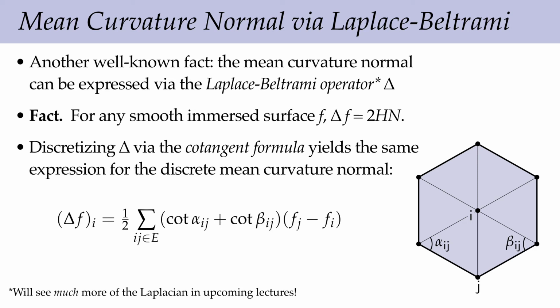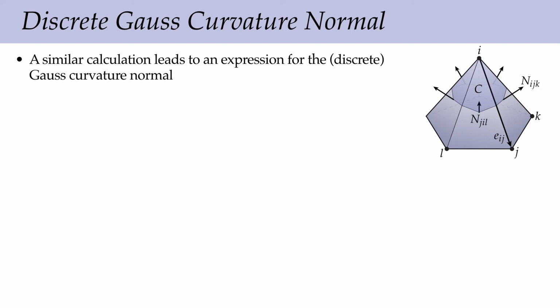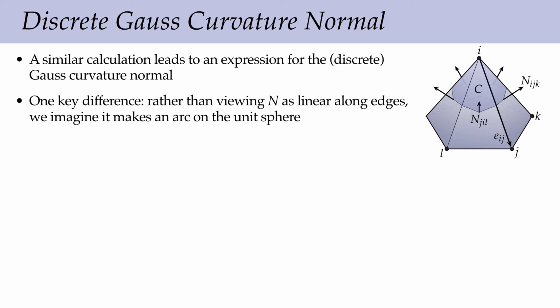For now, let's move on to our final curvature normal, the discrete Gauss curvature normal. Okay, so a very similar calculation is going to give us an expression. One key difference, though, is that instead of viewing the Gauss map N as being linear along the edges, as we did with F, we're going to imagine that it makes an arc on the unit sphere. Okay, and this is pretty natural. We think of N as taking us from points on the surface to points on the sphere. When we interpolate between two points on the sphere, it's much more natural to follow the sphere itself than to make a straight line through space. So let's see how this plays out.